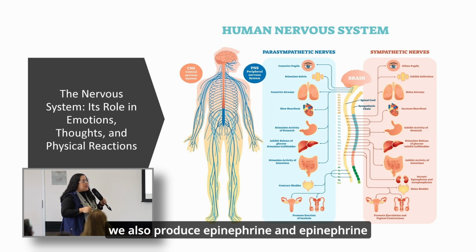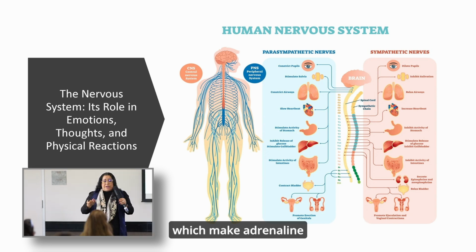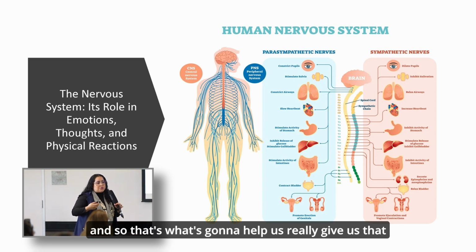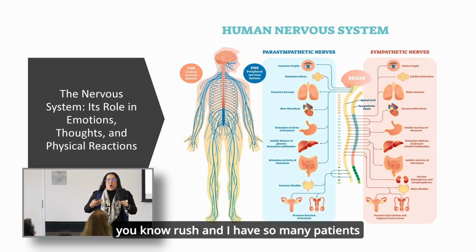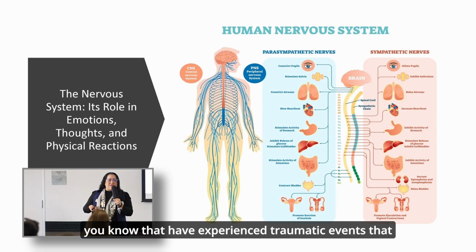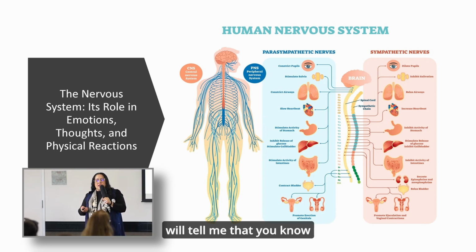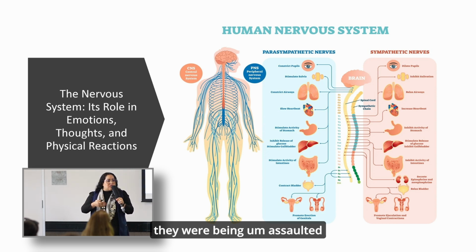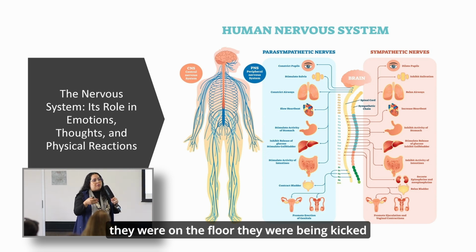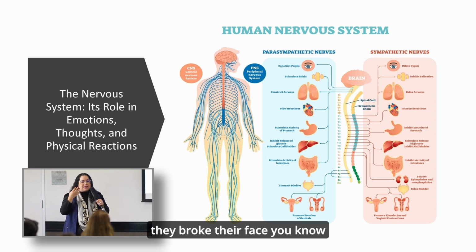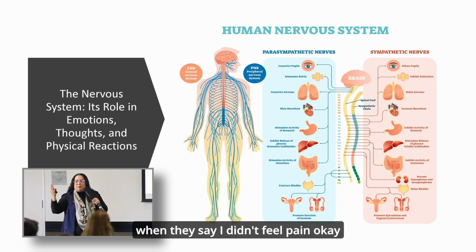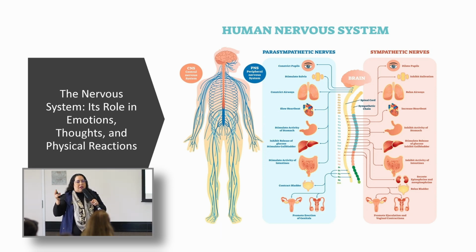We also produce epinephrine and norepinephrine, which make adrenaline, and so that's what's going to give us that rush. And I have so many patients who have experienced traumatic events that will tell me that they were being assaulted, they were on the floor, they were being kicked, they broke their face, and they say, I didn't feel pain, okay?